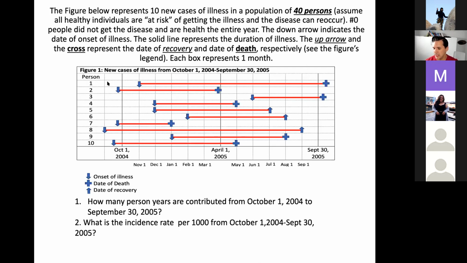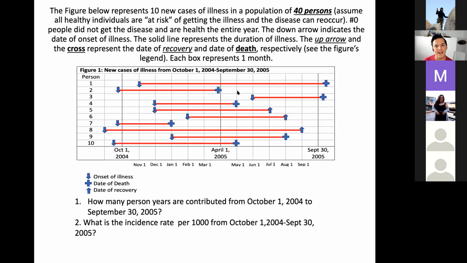And then you have to count up the number of months that each person in this figure contributes. So for example, person 1, they're healthy on October 1st. They're healthy for 1 month. They get sick, and they're sick for the rest of the time period before they pass away. So they contribute 1 month of time. Person 2 is sick at the start of the time period, and then they pass away before April 1st. And then none of the rest of these months count because they're no longer alive. They no longer contribute risk.